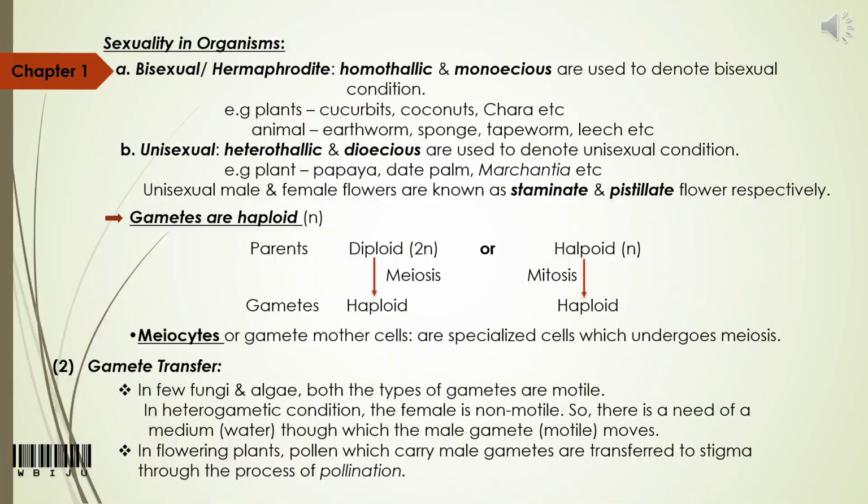Next, come to sexuality in organism. So when we say sexuality in organism, we mean whether organism is bisexual or unisexual. And if I say bisexual, it means both male and female sex organ occurs in the same individual or in the same organism, whereas unisexual organism will have either male or female sex organ in one individual.